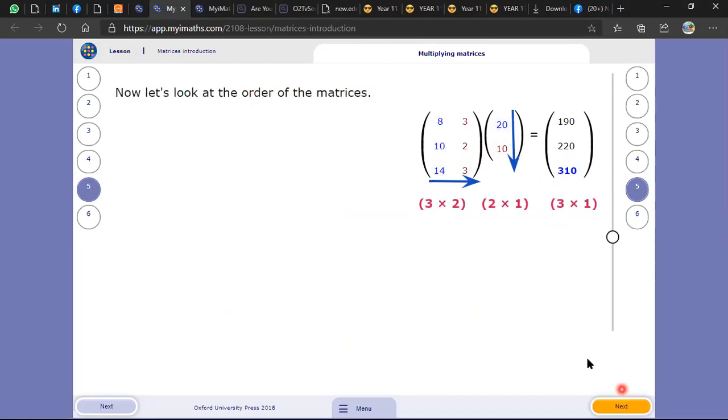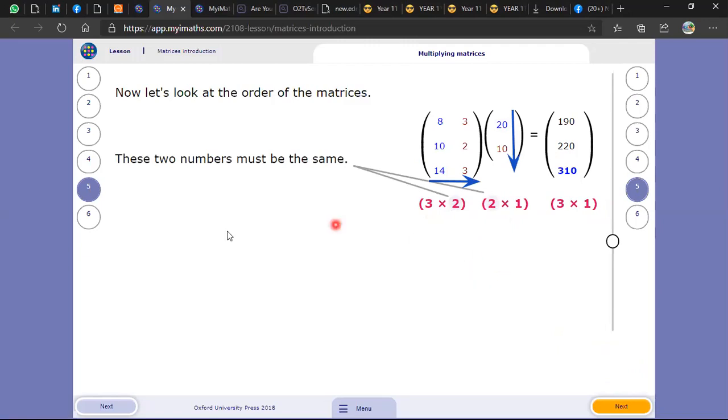the order of the matrix that I have now is 3 by 2 multiplied by 2 by 1. What is the result? 3 by 1. And the multiplication was possible because the number of columns of the first matrix is the same as the number of rows of the second matrix. So that's a very good concept and understanding you have to keep. Questions can be asked on it at any point in time.